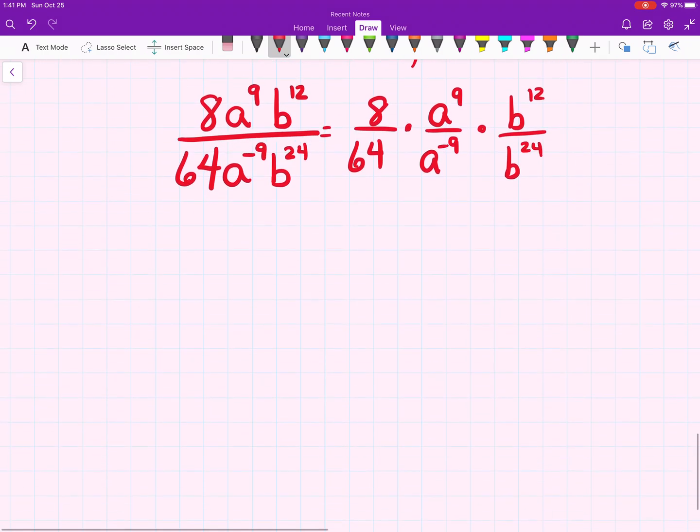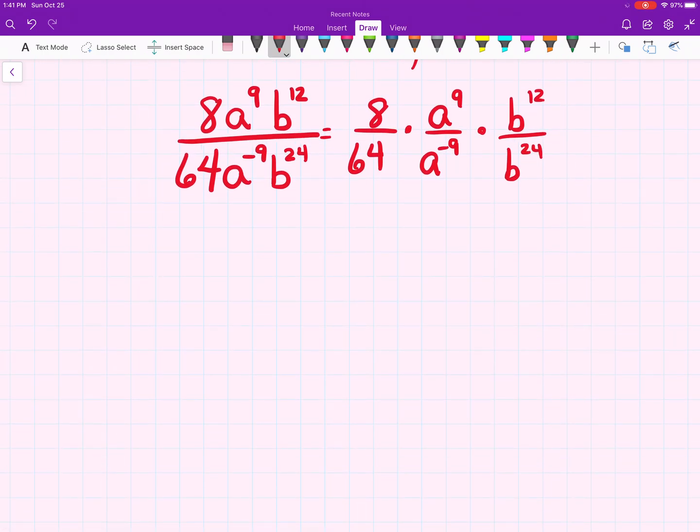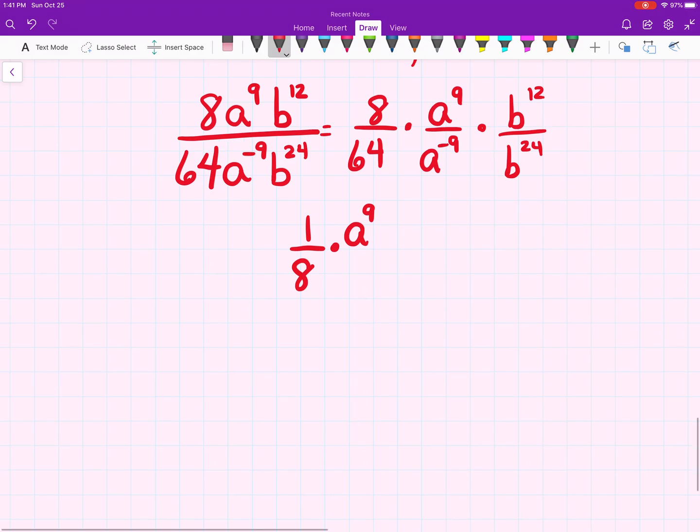Okay, let's look at our 8 over 64. 8 over 64 is going to simplify to 1 over 8 because 8 goes into 64. Now watch what happens with the a's. We have an a to the 9th in the numerator, but we have a negative 9 in the denominator. Well, to make that happy, we're going to put it up here and make it a to the 9th in the numerator. I'm doing lots of steps here, you don't have to do them all. b to the 12th over b to the 24th. Well, where is the b going to end up? There are more b's on the bottom. 12 of them will be canceled out, so we're left with b to the 12th in the denominator.